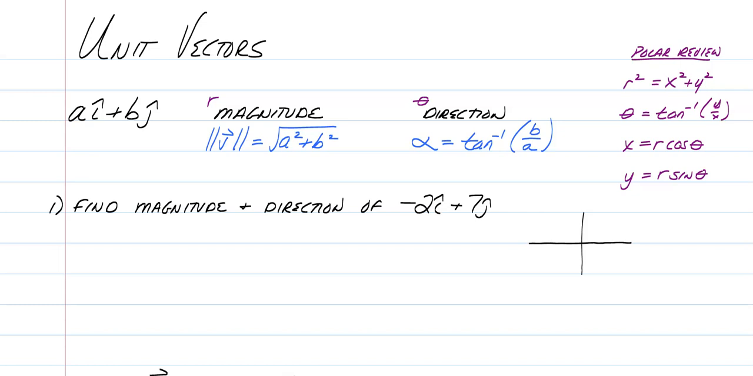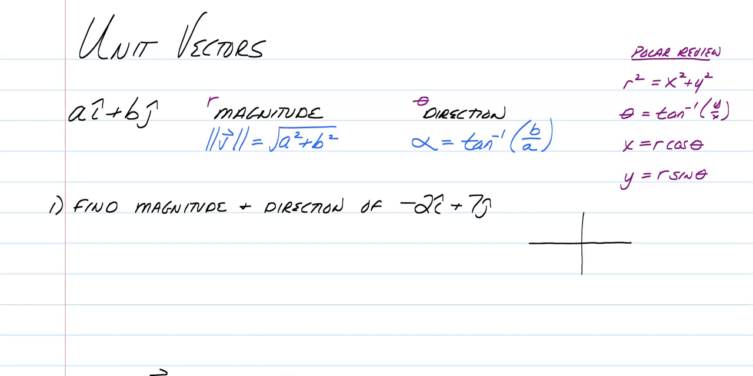There's a little bit of polar review you should remember. Remember, r squared is equal to x squared plus y squared. Theta is equal to the inverse tangent of y over x. And then also remember that x is equal to r cosine theta and y is equal to r sine theta.